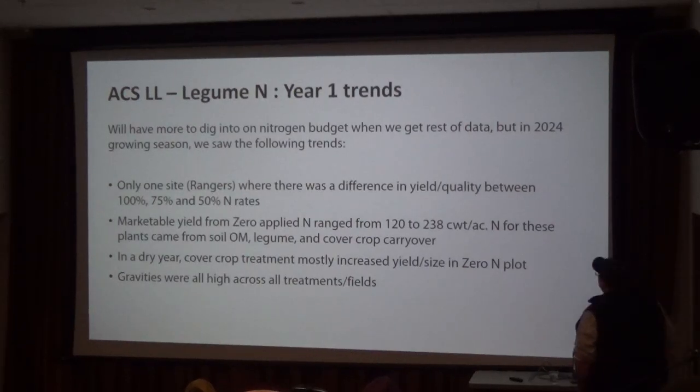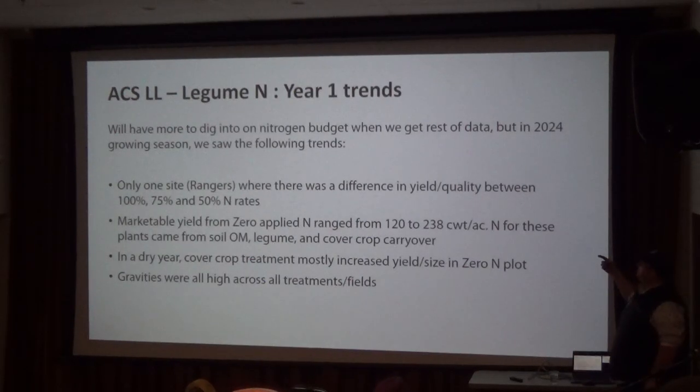I was pleasantly surprised at how much total yield and marketable yield we saw in those 0N plots. I knew that there would be, I didn't think they'd be less than 100, but I did not think we'd get some that were up to like 270, 280 gross, 240, 230 payable. Like, I just didn't think we'd see that.